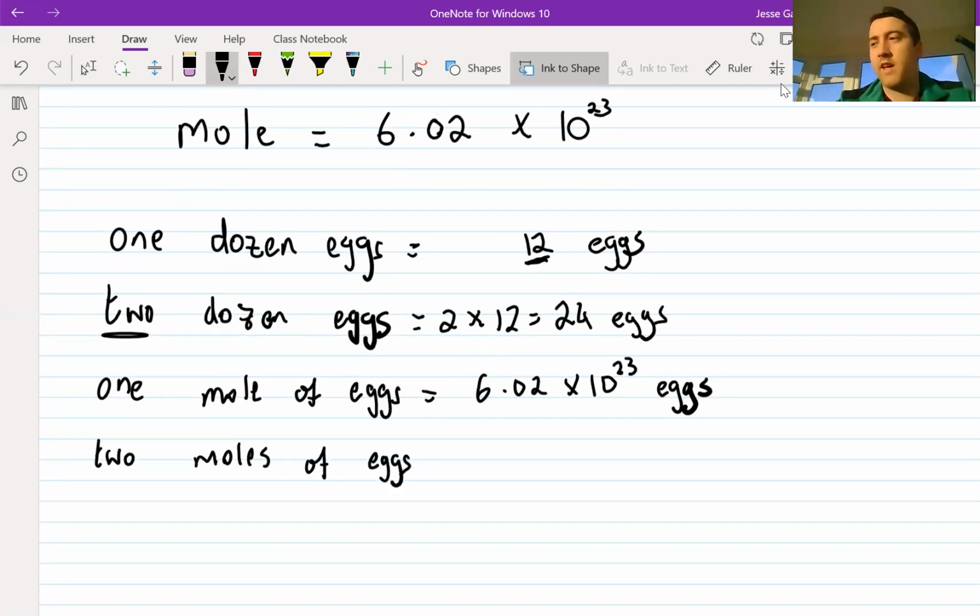What if we had 2 moles of eggs? Well, then we take our number for 1 mole of eggs, 6.02 by 10 to the power of 23 eggs, and the same as what we did up here, we multiply it by 2. So put that into your calculator now: 2 by 6.02 by 10 to the 23 eggs. I'm just going to stop talking for about 20 seconds and give you a chance to put that in.